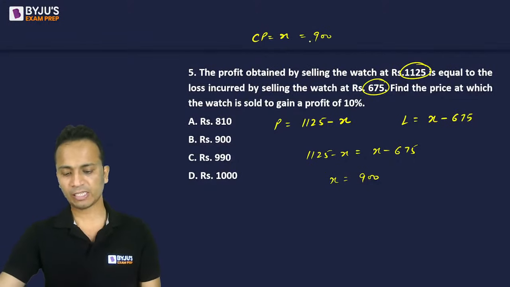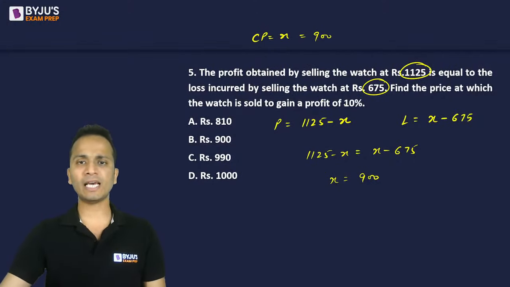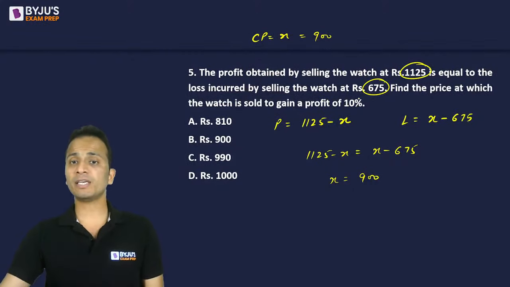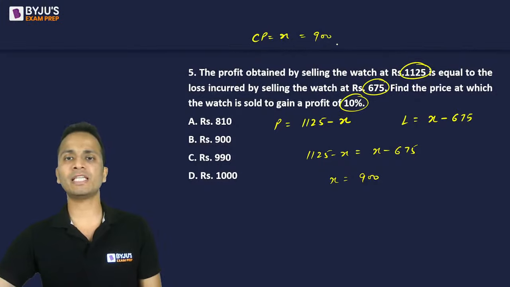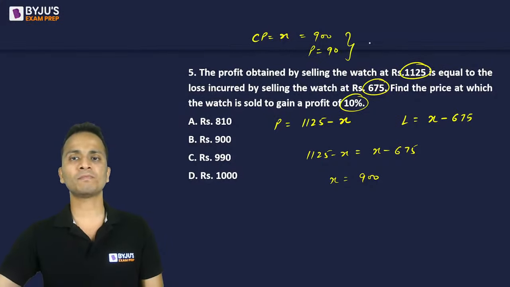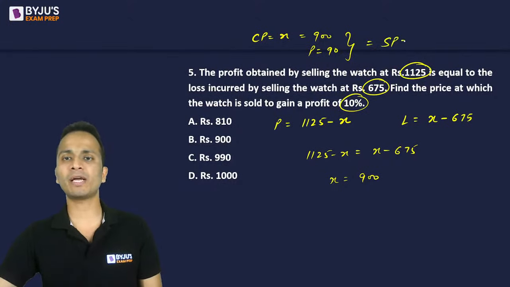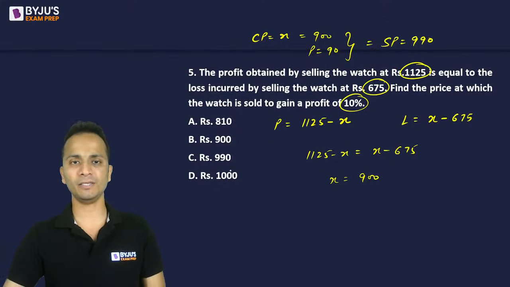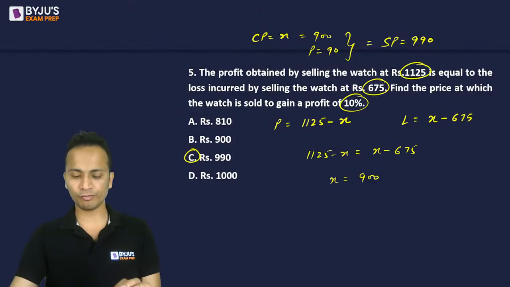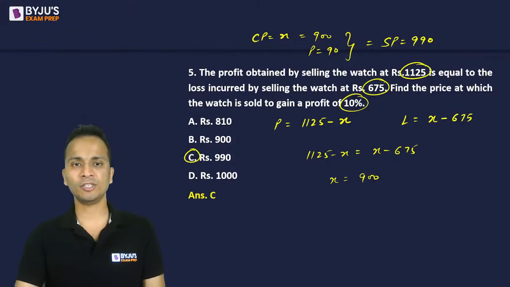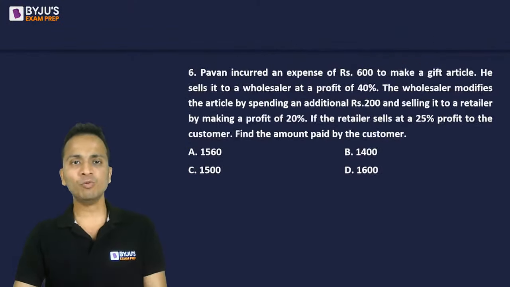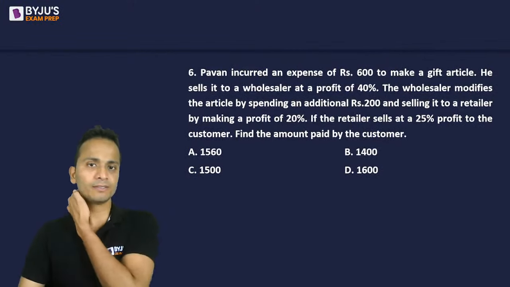Okay, the cost price value is 900. Now the profit is 10 percent, so the profit is 10 percent of 900, that is 90 rupees. Adding these two, you will get the selling price as 990. So the selling price of the watch will be 990 in order to get a profit of 10 percent. So yes, the correct answer is option C. Okay, all right, let's move on and look at question number 6.